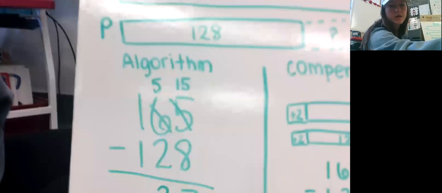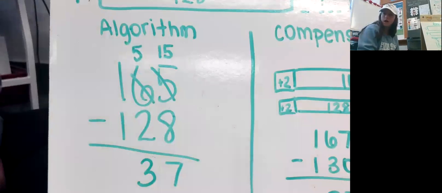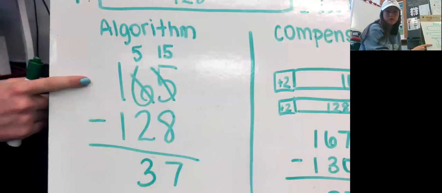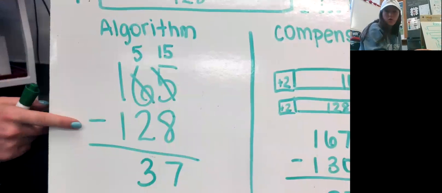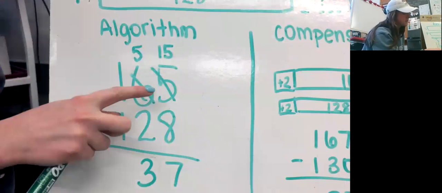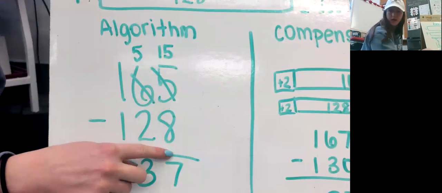Okay, so first I chose to use the algorithm to solve this problem. Now, remember, our algorithm is a fancy way of saying the vertical form. So remember, the bigger number always goes on the top. So I started with 165 and I'm taking away 128. I always start in my ones column. So I saw 5 take away 8, and we know that we can't take away 8 from 5 because there's not enough.